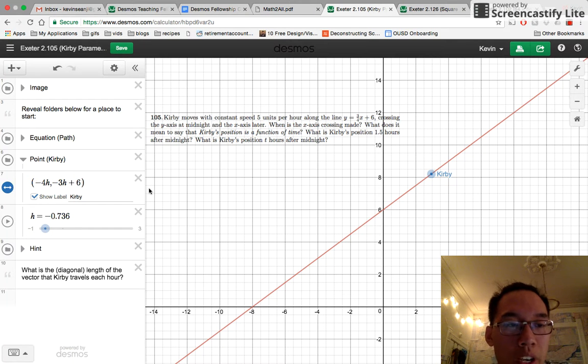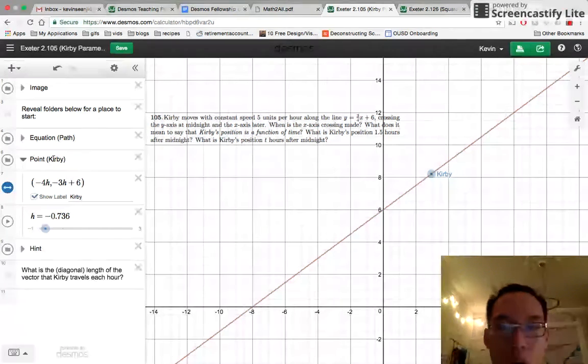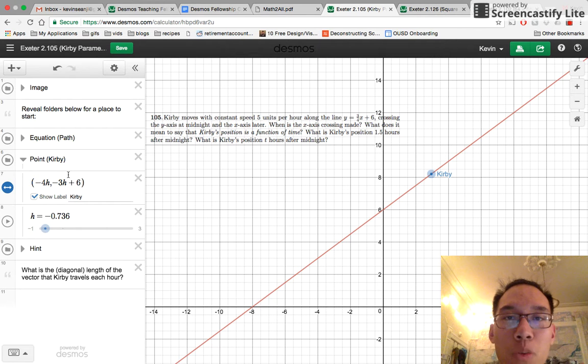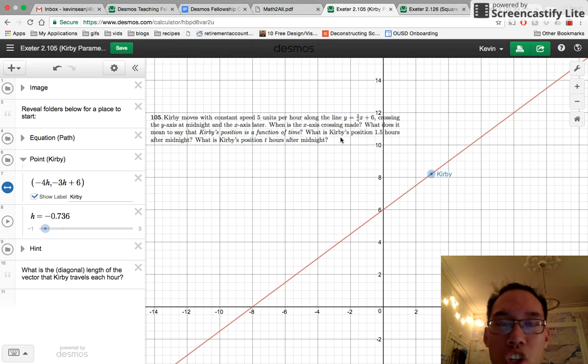I'm basically showing you guys how I use draggable points that I've created as digital manipulatives to help students better access some tricky problems in geometry.